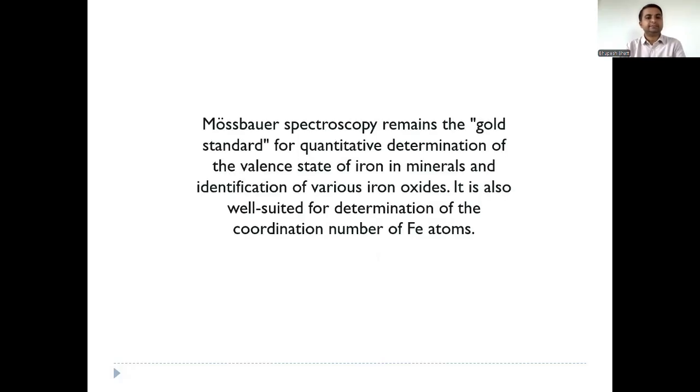So with this, the concluding remark is that Mossbauer spectroscopy remains the gold standard for quantitative determination of the valence state of iron in minerals and identification of various iron oxides. It is also well suited for determination of the coordination number of Fe atoms.